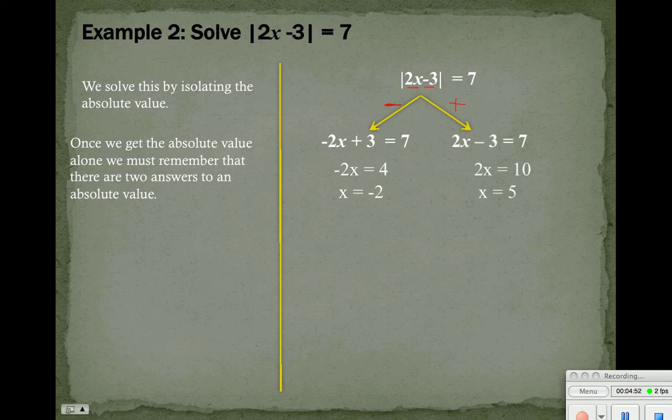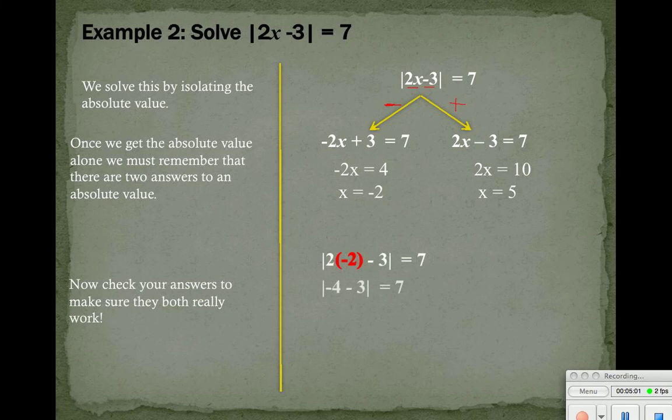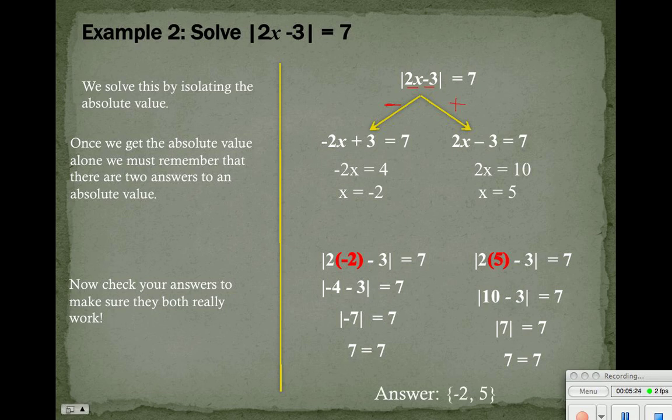All right, step 3 is check. Let's throw our answers in, check them. Great. Negative 2 works. Let's check positive 5. Awesome. Looks like it's going to work. Great. Last step, write your answers in that new set notation form. Squiggly lines, stating our answers are negative 2, positive 5.